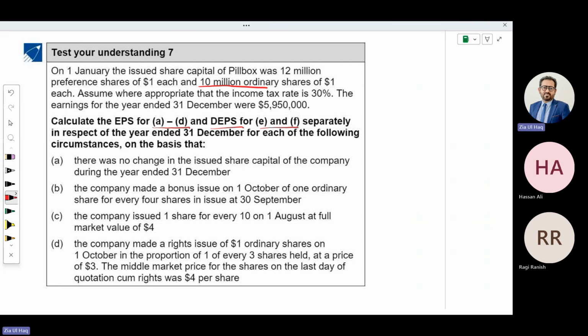Basic EPS, you need to calculate. 5950 divided by 10 million, that is what? 59.5. The company made a bonus issue on 1st October of one ordinary share for every 4 shares in issue at 30th September. Now calculate the EPS if there is a bonus issue of 1 for 4.